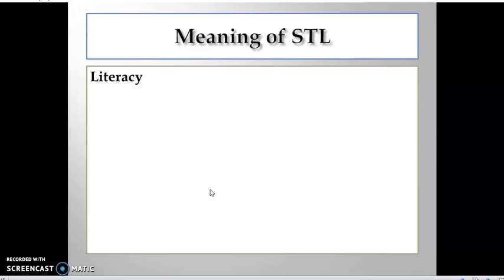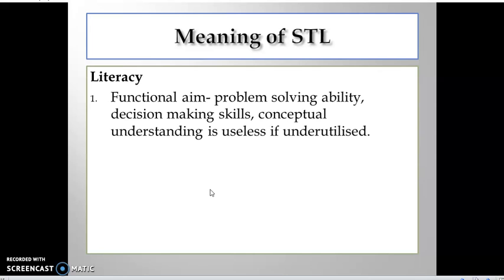Now, the last component is literacy. We can define literacy in various ways. We can call them aims. The first one being the functional aim. So problem solving ability, decision making skills, and conceptual understanding are useless if underutilized. So if we look at literacy from the functional aim, whatever ability you may possess, may it be problem solving ability, may it be a decision making skill, if you're a good decision maker, you can make correct decisions, or if you have a good conceptual understanding.